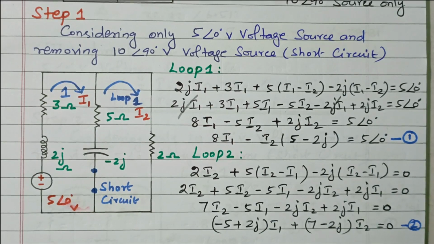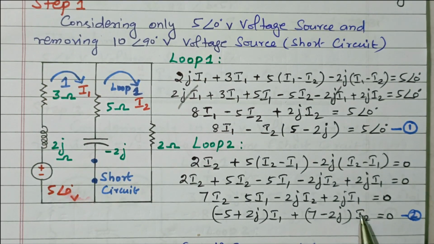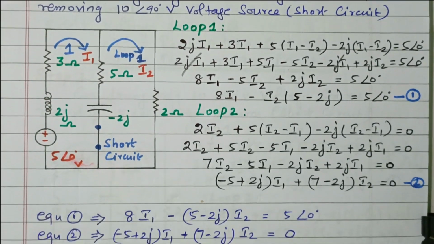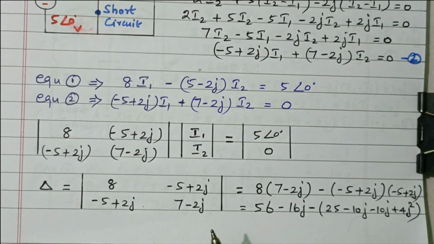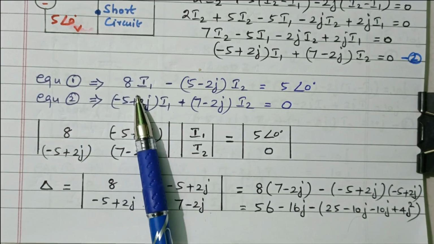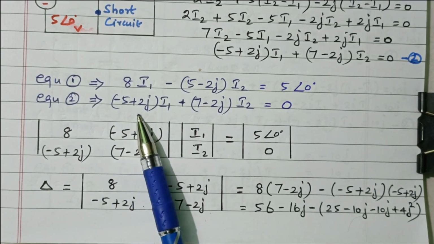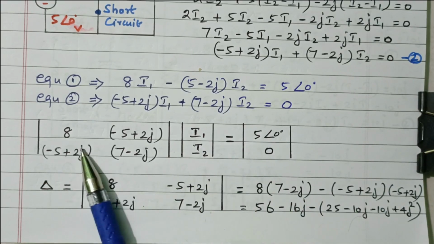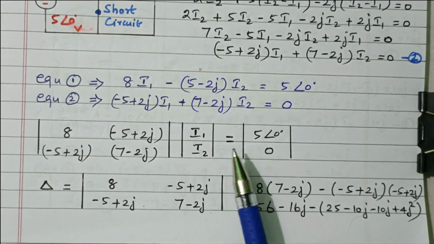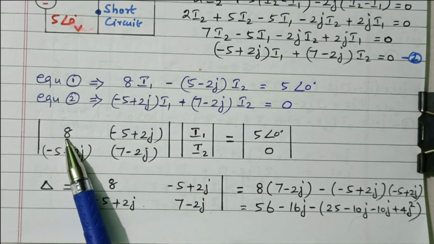So after simplification, what did we get? Minus (5 minus 2j) I1 plus (7 minus 2j) I2 equal to 0. Right? So we have equation 1 and equation 2. Now we need to solve equations 1 and 2 for further simplification. So equation 1 is 8 I1 minus (5 minus 2j) I2 equal to 5, and equation 2 is minus (5 minus 2j) I1 plus (7 minus 2j) I2 equal to 0. Now we can write it in matrix format. V equal to I into R. Voltage matrix, current matrix, resistor matrix. So this 8 is written here.